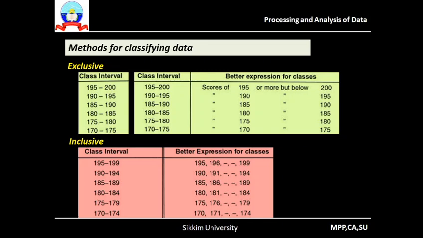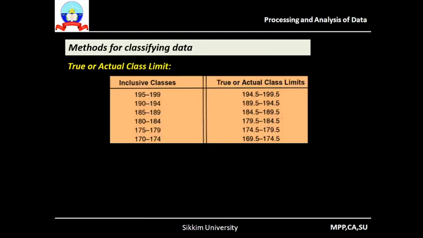In case of exclusive, 195 to all the scores less than 200 will be considered, but in case of inclusive, both the limits will be included, that is 195 to 199. Now in case of true or actual class limits, if the class interval is from 195 to 199, then all the values from 194.5 to 199.5 will be considered as a part of this particular class.